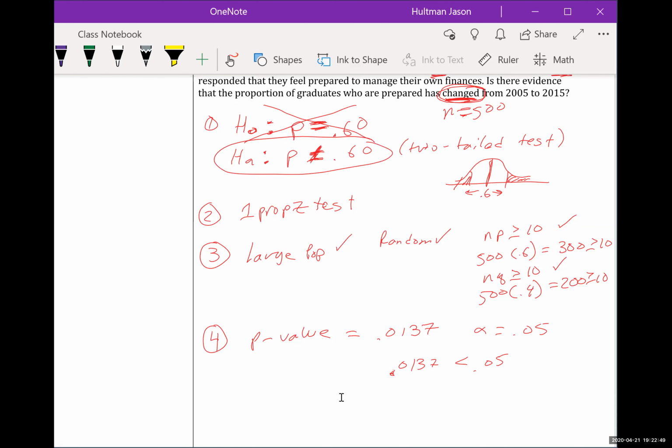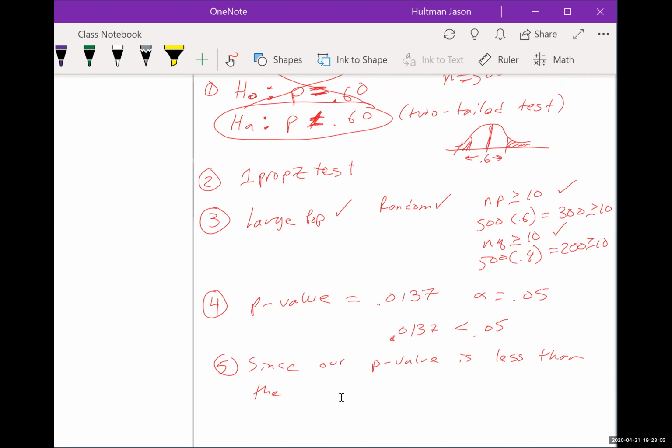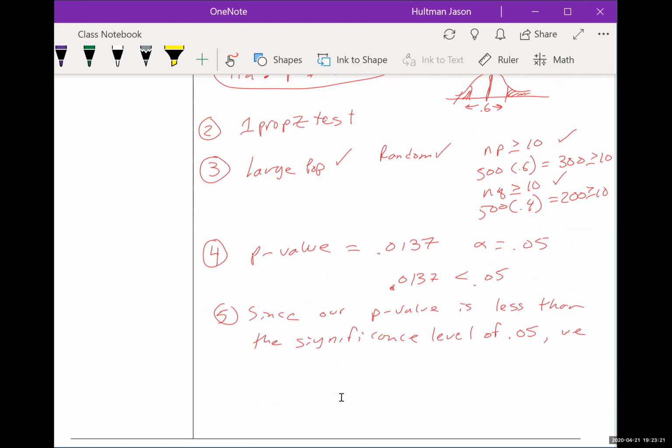Okay, so since our p-value is less than the significance level of 0.05, we reject the claim that what? That 80% of candidates pass their exam.